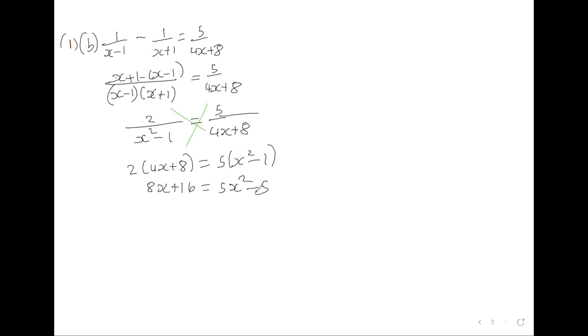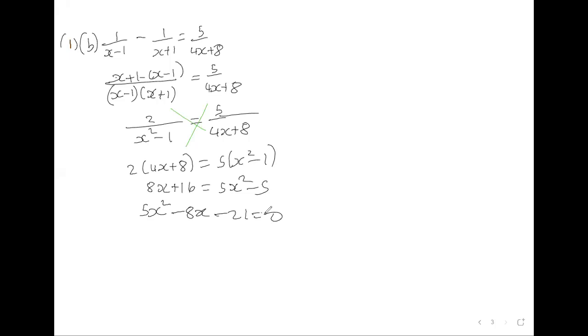Collecting the like terms and then simplifying gives you 5x squared minus 8x minus 21 equals 0. So we are obtaining a quadratic equation, and we've written this in the standard form. Next, we have to solve this quadratic equation.